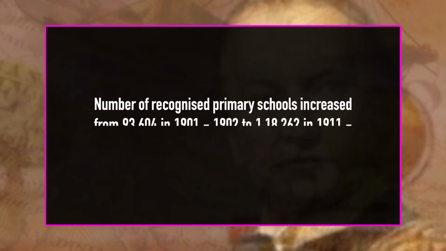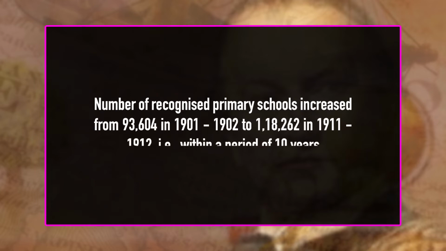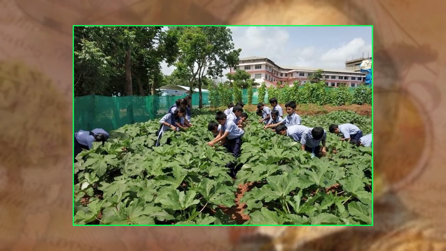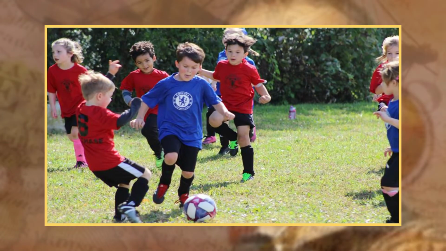As a result of that, the number of recognized primary schools increased from 93,604 in 1901-02 to 1,18,262 in 1911-12, that is, within a period of 10 years. Lord Curzon also tried to remove traditionalism in our primary education system and introduced subjects like agriculture and physical education in the primary school curriculum to make it more useful, practical, and modern.